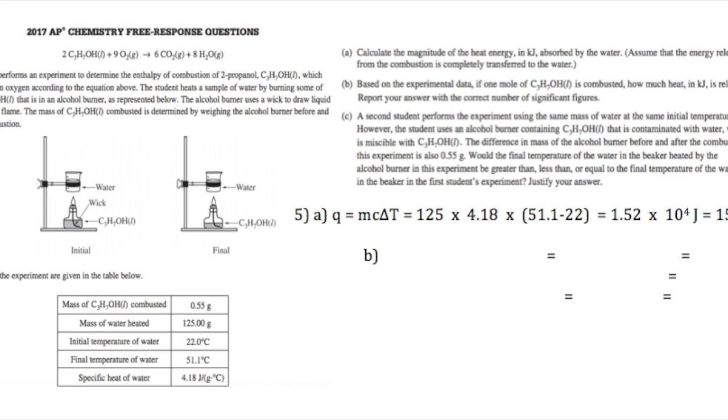And to calculate the specific moles of C3H7OH, with the amount of mass they give us here, we probably need to figure out the molar mass. So let's do that first. Let's figure out the molar mass of C3H7OH. So how will we do that?